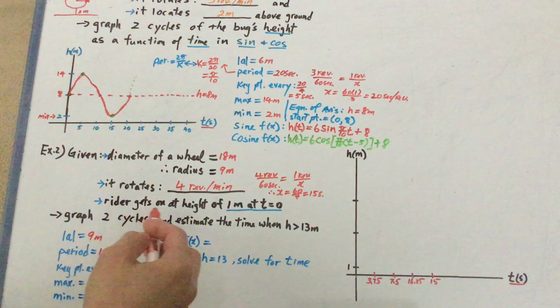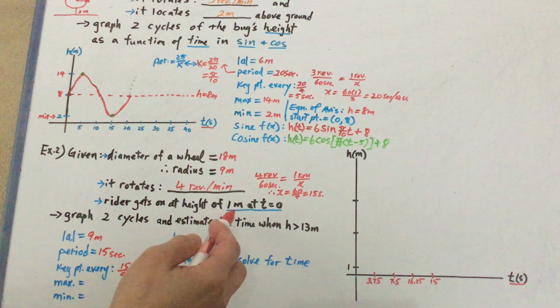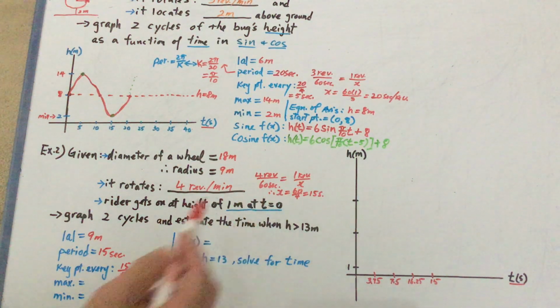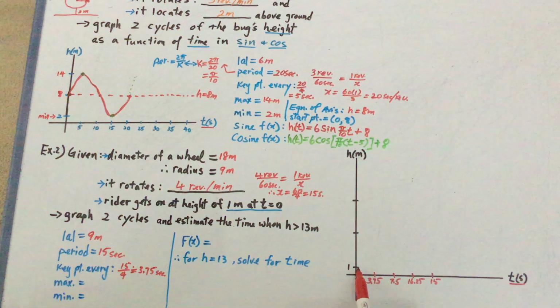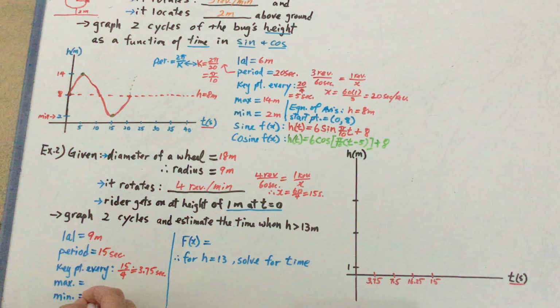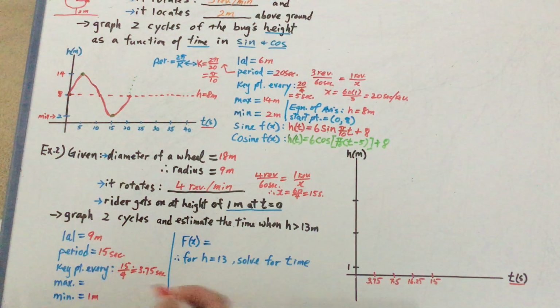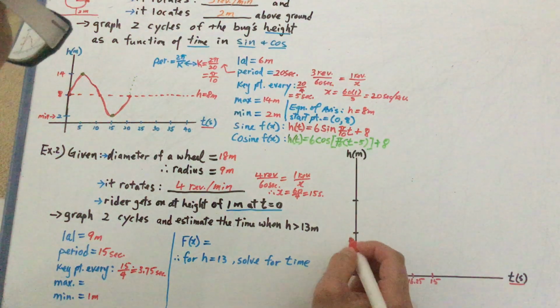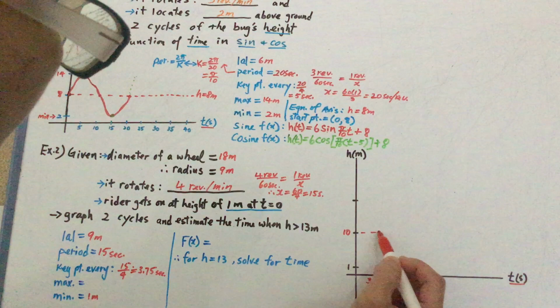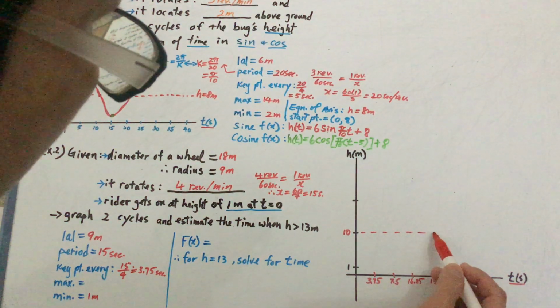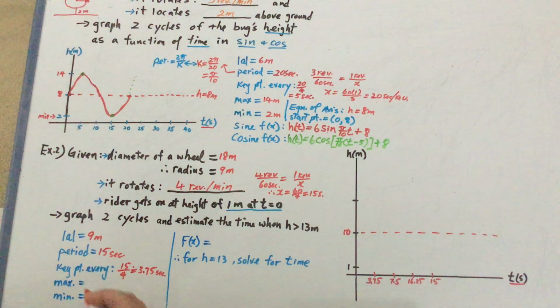And also, the rider gets on at the height of 1 meter when the time is 0. So think about when the passenger gets on the Ferris wheel, a little bit above ground level. They probably take a couple of steps before they can sit on it. So we know that the minimum height of the Ferris wheel is going to be 1 meter. Okay, and because the amplitude is 9, adding 9 to the 1, you will get 10 here as your equation of axis.